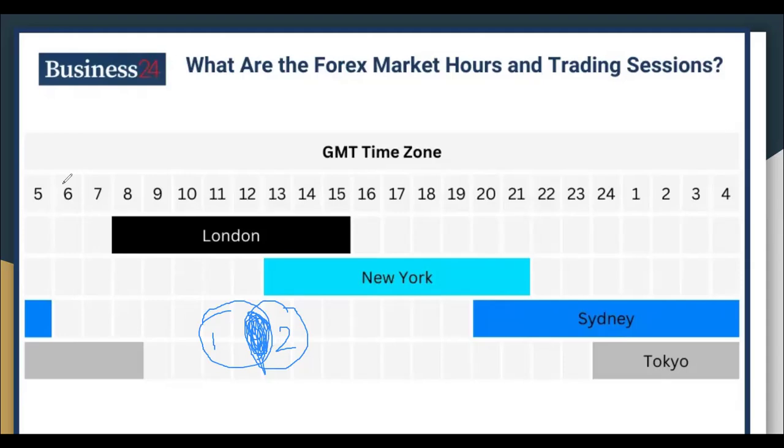So it is best advised, depending on yourself and your time, that this is the best time to trade. That's why we call it the interlapping session.